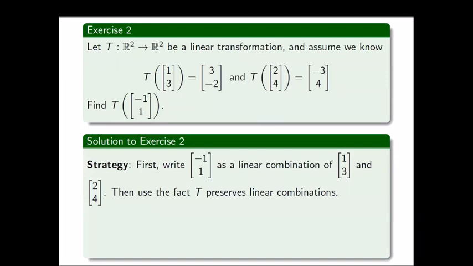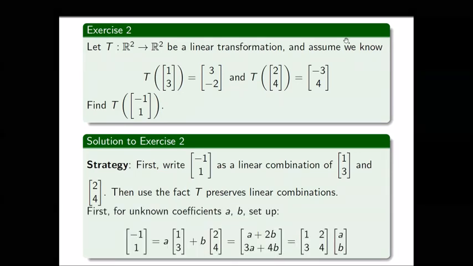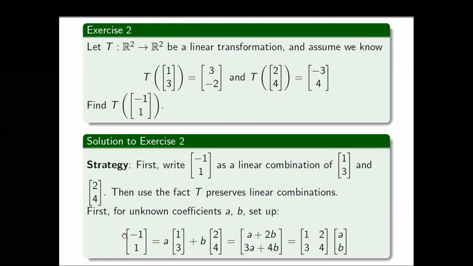So our strategy is that we first have to write (-1, 1) as a linear combination of (1, 3) and (2, 4). And then we're going to use the fact that T preserves linear combinations. So first, for unknown coefficients a and b, we set up the equation (-1, 1) equals a times the first vector plus b times the second vector. And we actually have to compute these values of a and b, so we can explicitly write this vector (-1, 1) as a linear combination of the other two. So we take the vector sum, we get (a plus 2b, 3a plus 4b), and note that we can rewrite this as a product of this matrix with entries 1, 2, 3, 4 and this vector (a, b).